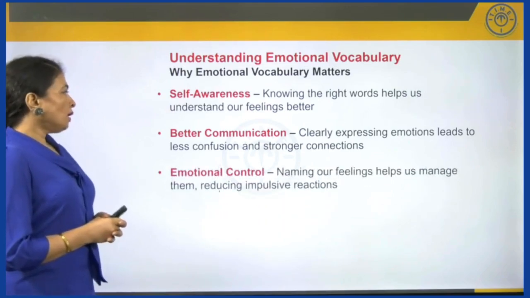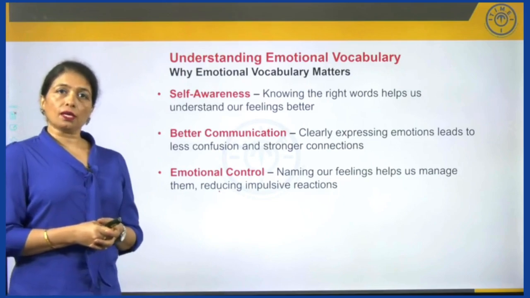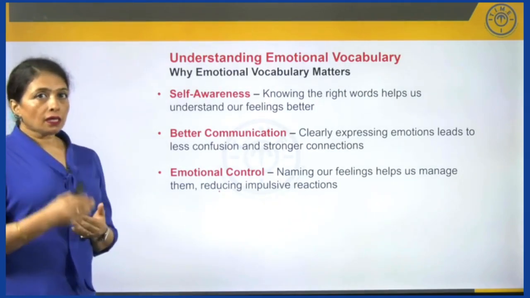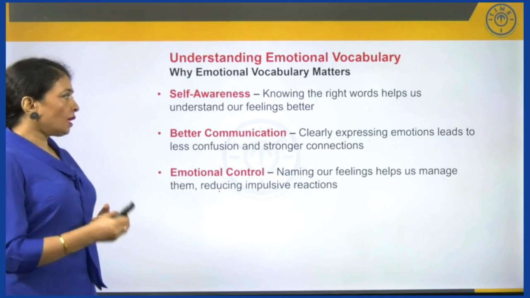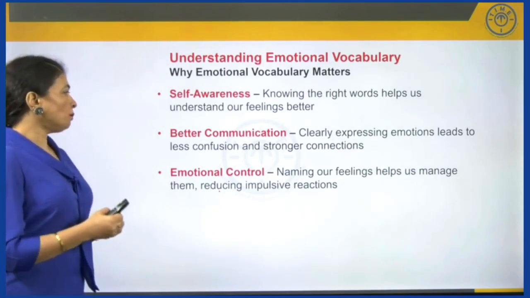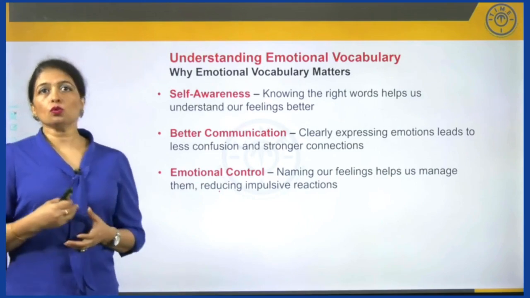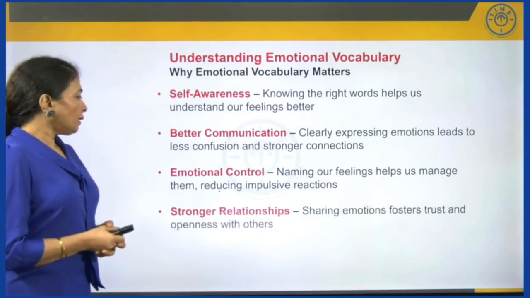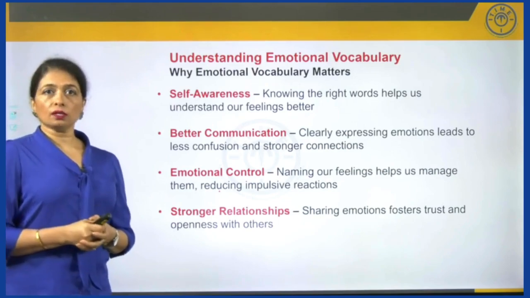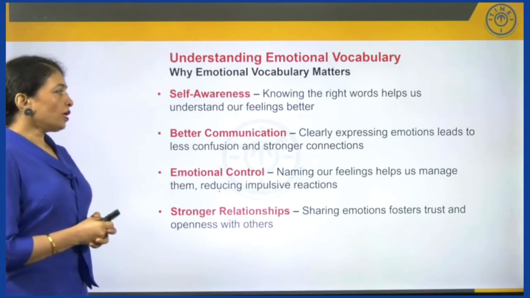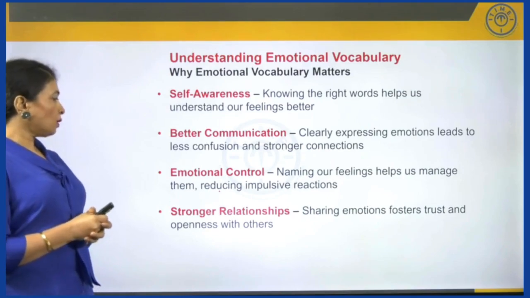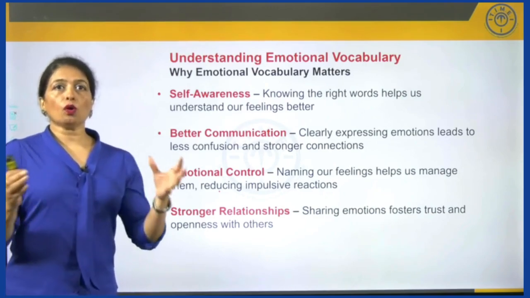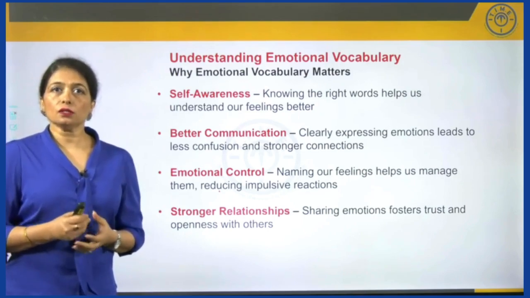In addition to that, emotional control is also something it helps us develop, because when we can identify and name our feelings, this helps us manage them, reducing impulsive reactions to emotions or to situations. Then we end up having stronger bonds and stronger relationships with those around us. Sharing emotions fosters trust and openness with others, and this makes us better individuals at a social level.